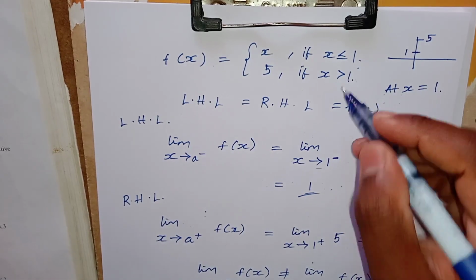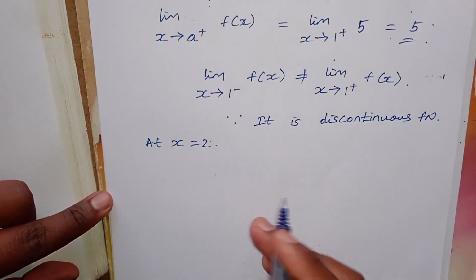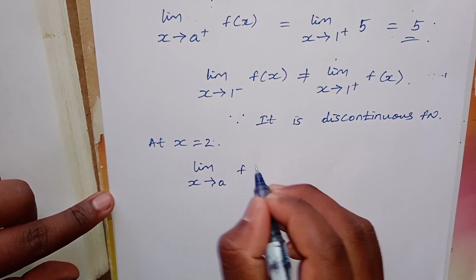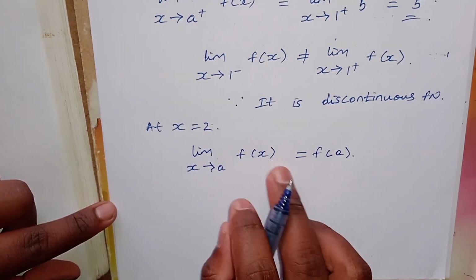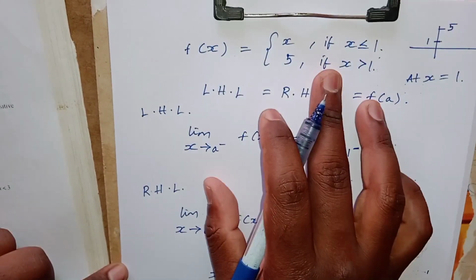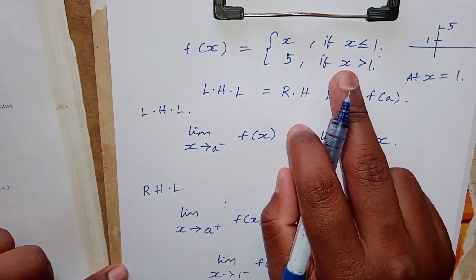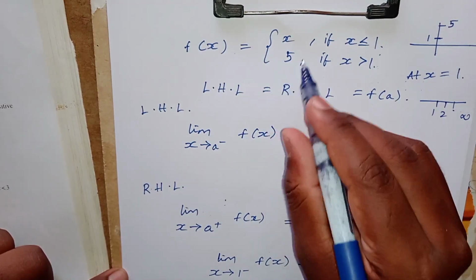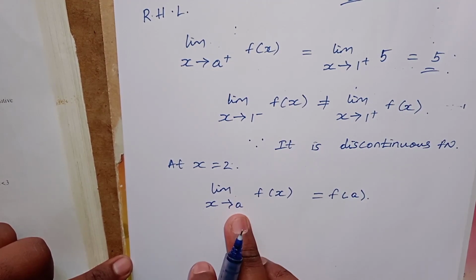At that point only. Otherwise, for x equal to 2, you can take the general form: limit x tends to a f of x is equal to f of a. This is my general form. You can take this for x equal to 2, because here x is greater than 1, so from 2, 3, up to plus infinity the value is 5 only, therefore we can take x equal to 2.